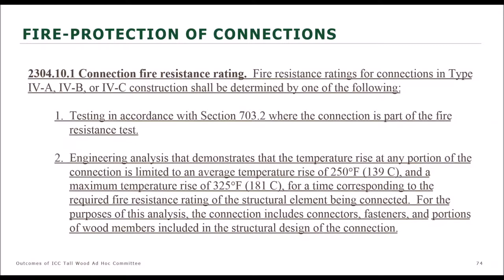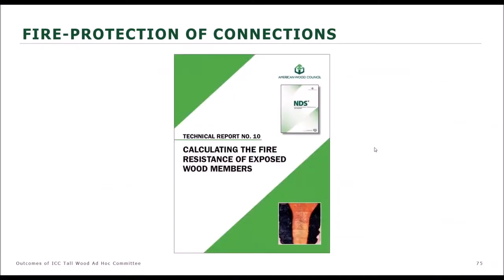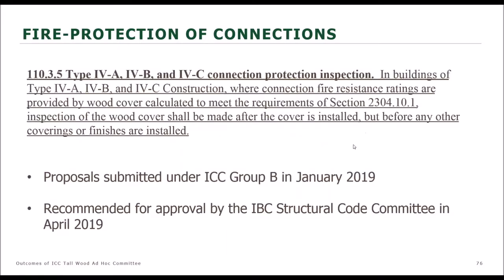The trigger here, or the goal or the focus, is the temperature rise on the connector itself, but the principle is the same. You will be protecting the connections or the connectors with materials that equal the fire resistance rating of the connected elements, what their required rating is. You have a good resource now. Technical report number 10 has been revised to include all provisions for CLT, including the protection of connections and connectors. There are some design examples in here, and you can download this off our website.